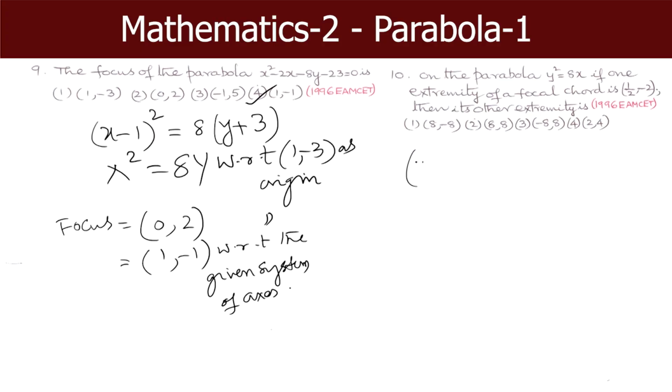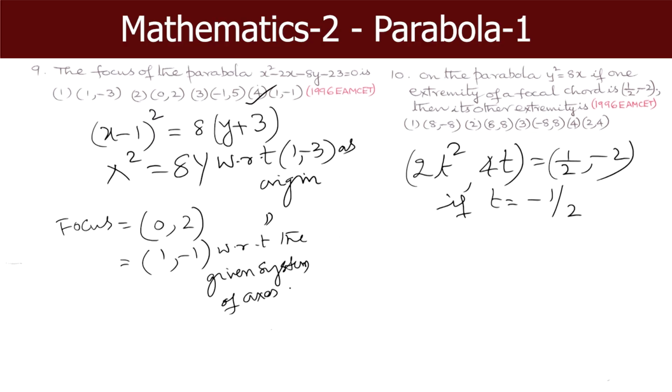Here AT square, A is 2, T square, 2AT is 40. This is equal to half minus 2. When does that happen? If T equal to minus half. Okay. So one of the extremities of the focal chord is given by the parametric value of T equal to minus half. The other extremity is, product of the parameters equal to minus 1.